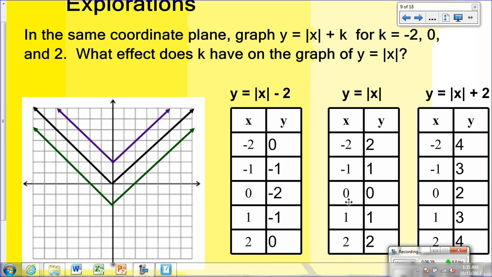Here's the values you should have received. And again, here's what your graph looks like. The green one matches up to the absolute value of x minus 2. The one in the middle in black is our parent function, y equals the absolute value of x. And the last one in purple is y equals the absolute value of x plus 2. And again, notice how your graph shifts.